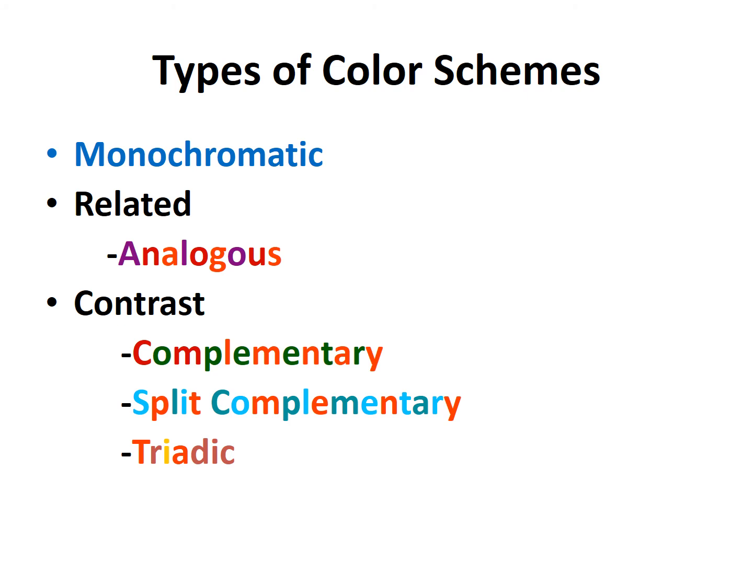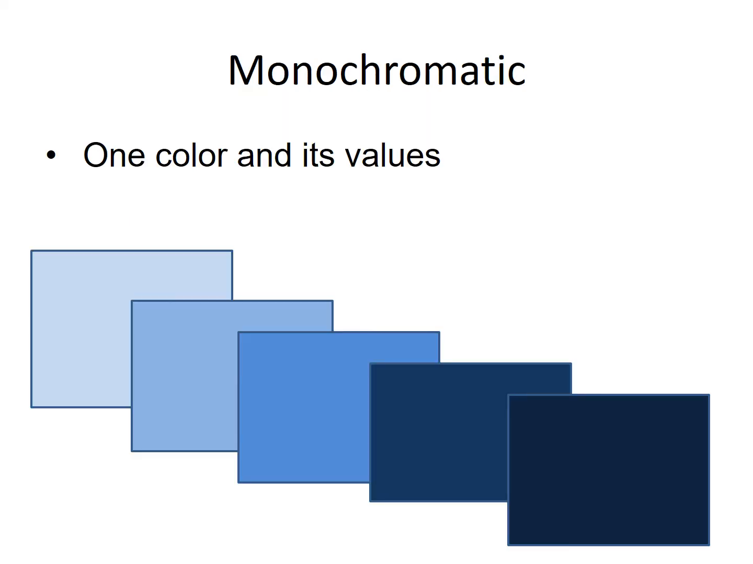So there are the types. We have monochromatic, analogous, and then contrast, which we just went over a little. Your monochromatics are, once again, one color and its values. As you see, we have a bluish color here, and so you have this blue, but it's different shades and tints of blue.